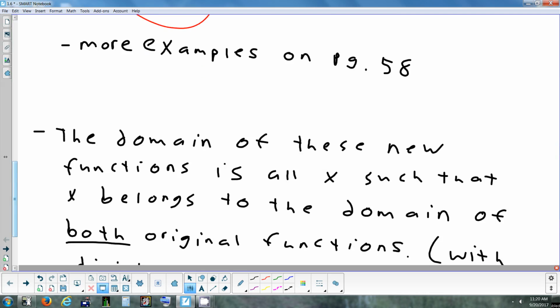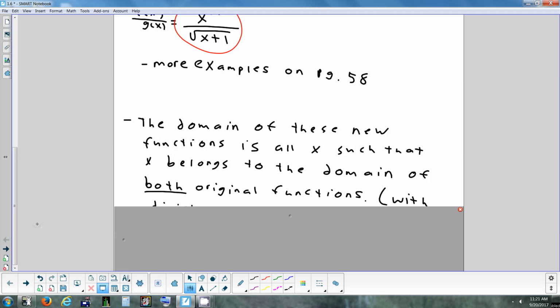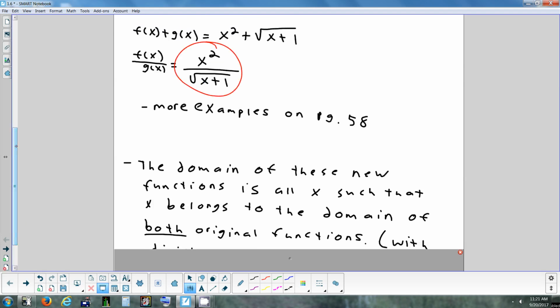Okay, so how do you find the domain when you create a new function? Well, the domain is basically all x values that belong to the domain of both of the original functions. So the domain, when you combine two functions together, like we're doing with addition, subtraction, multiplication, or division, is all x values that work in both original functions.